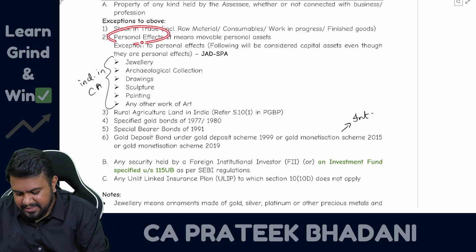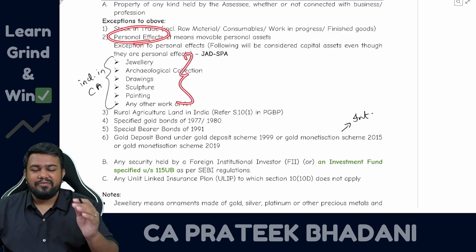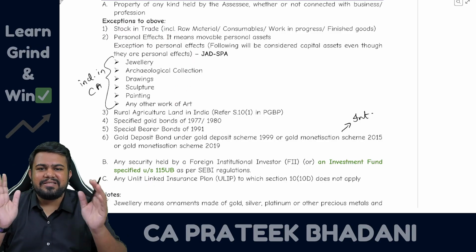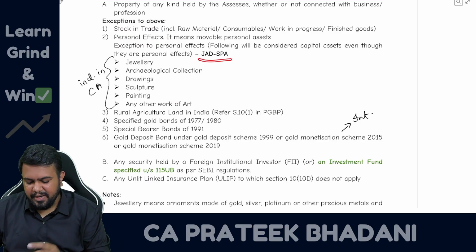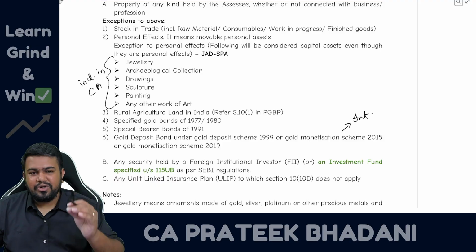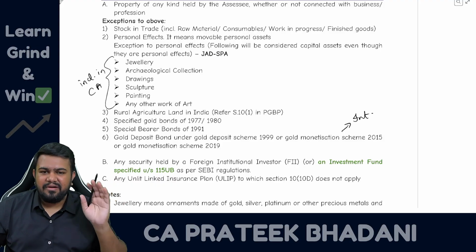However, in personal effect, 6 types of items are there which are personal effect, but still they will be considered as capital asset. That is JADSPA: jewelry, archaeological collection, drawing, sculpture, painting, any other work of art.